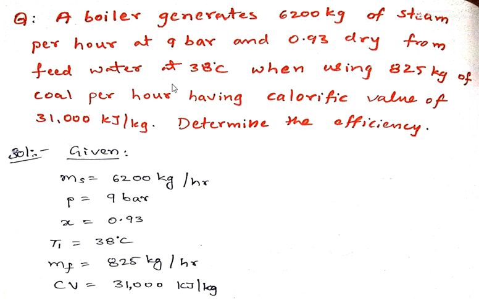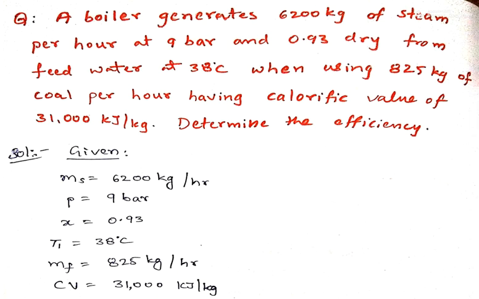So the feed water is supplied at 38 degrees centigrade, so let us take the temperature of feed water as 38 degrees centigrade. The mass of the coal per hour is given; here the coal is the fuel to form the steam. So let us take the mass of the fuel as 825 kg per hour. So mf is equal to 825 kg per hour, and the calorific value is given as 31,000. Let us take CV as calorific value, 31,000 kilojoules per kg.